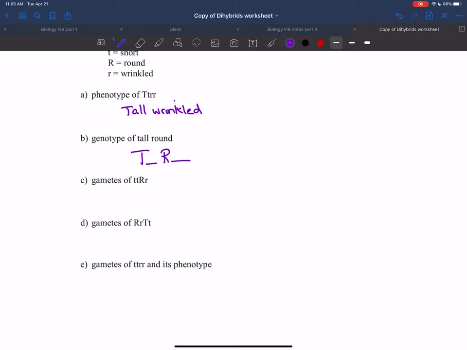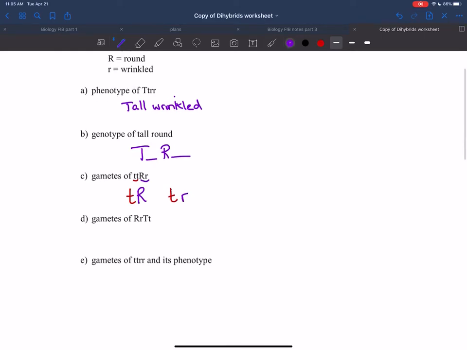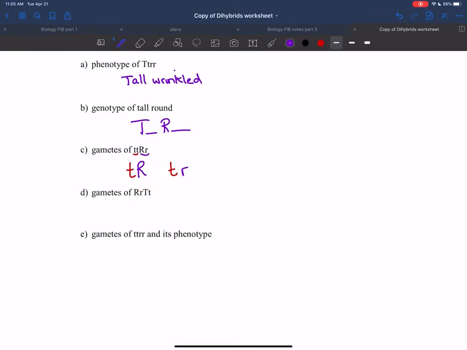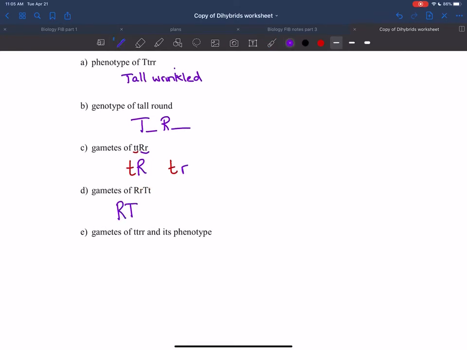The gametes of this parent: when it comes to this pair, the only thing he or she can give is a little t, but when it comes to this one, I can get a big R or a little r with a little t. So those are the two possibilities that I can get. It's almost like that FOIL, right? And so the same thing goes here. I can have big R with big T, big R with little t, little r with big T, and little r with little t. So those are my possibilities. So big R, big T, big R, little t, little r, big T, and little r, little t.